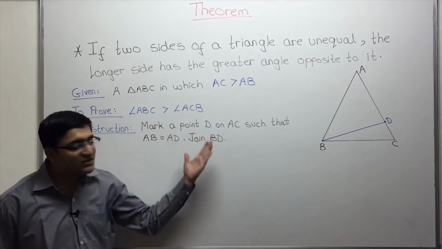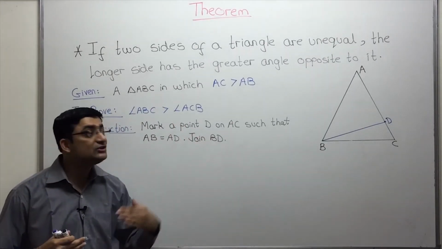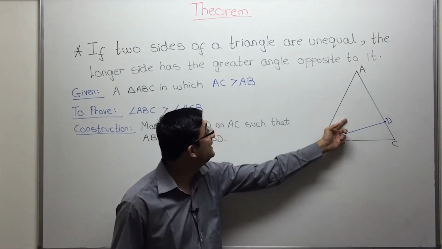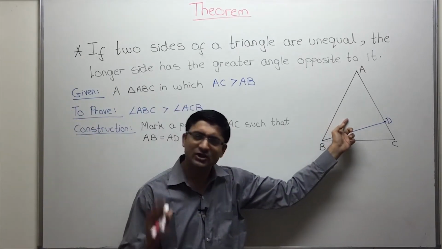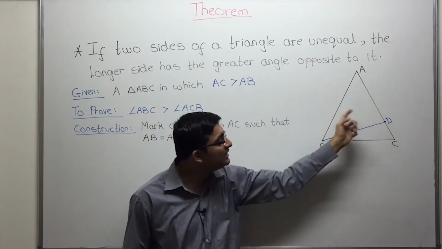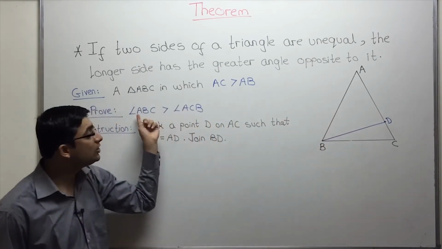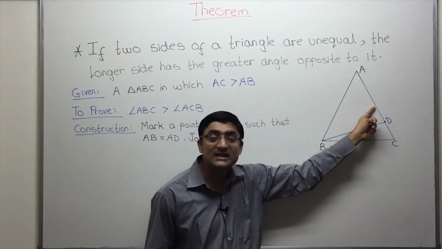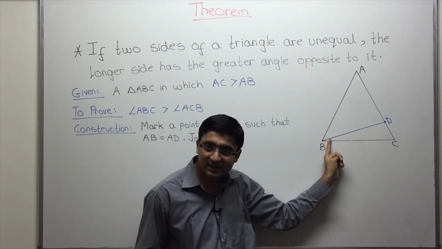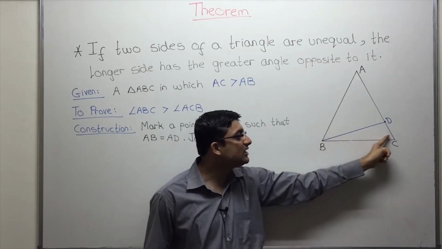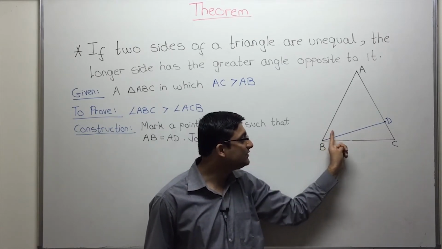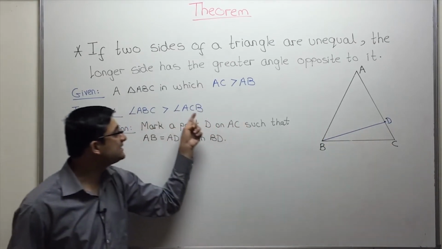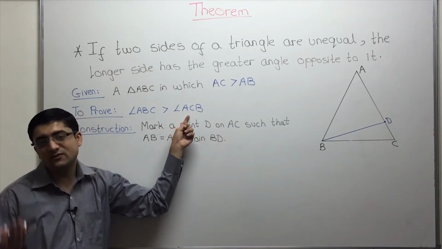So previously we have understood the meaning of this theorem. Now in this video, we're going to learn how to prove this theorem. So what is given to us? A triangle ABC in which AC is greater than AB. So we have assumed that the length of AC is more than the length of AB. Next, what do we have to prove? See, between AB and AC, which is the longer side? AC. That means angle opposite to AC, that is angle ABC, is greater than angle opposite to AB, angle ACB. So we have to prove this angle over here, that is angle ABC, is greater than this angle over here, that is angle ACB.